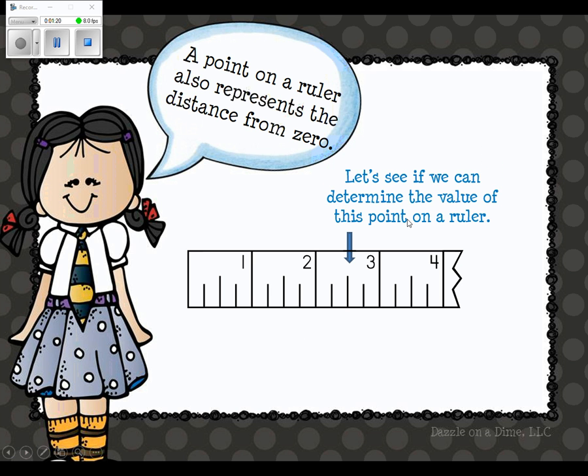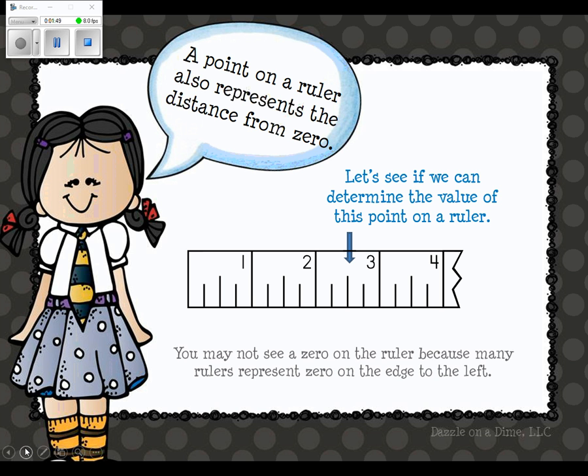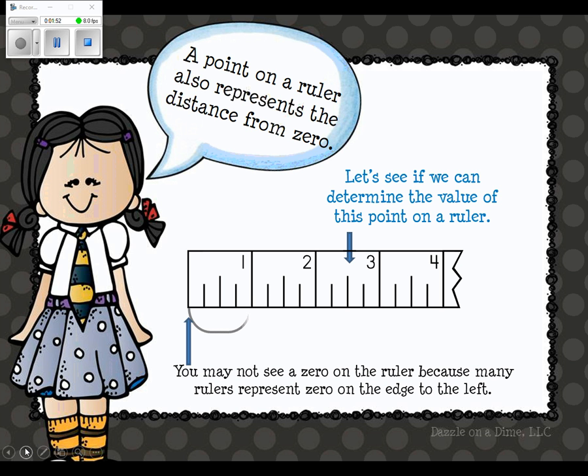So let's see if we can determine the value of this point on the ruler now that we've run over that. So remember I said 1, 2, 3, 4, 5, 6, 7, 8, 9. This could be 10/4, but we can also say 1, 2 full inches, and then look at our fractions. 1/4, 2/4, or 1/2. That's how you would do it if you're really measuring. You may not see a 0 on the ruler because many rulers represent 0 at the edge to the left, but it's really there.